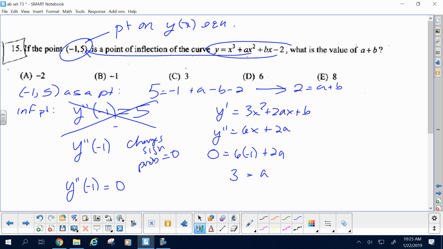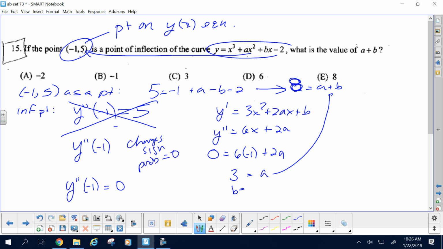If you have the second derivative and you have a 5 over there, you made a very common error. That is not true. If a is 3 and b is negative 1, yay? Actually, did I just waste all my time? What's the answer to this? This should be 8, yeah? Wow, it just occurred to me, I 100% wasted my time. Did I even need to use that second derivative? Just saw this. Wow.